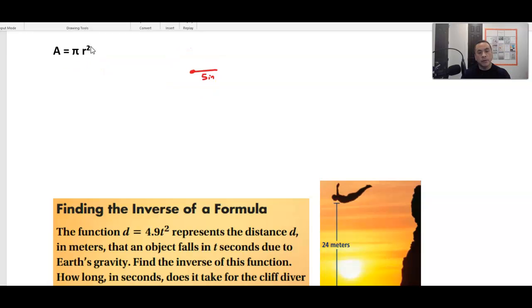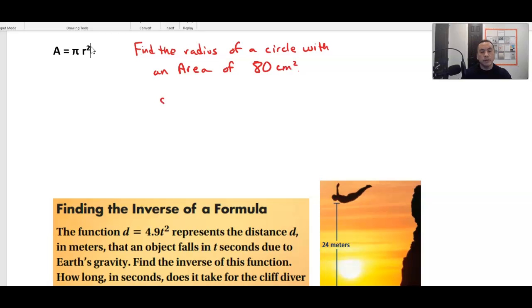But what if you want to create a circle with a certain area? So let's say you want to find the radius of a circle with an area of, and I'm just going to make something up, let's just say 80 square centimeters. Okay. So what you're going to do here is substitute the 80 into the area position, and you're actually going to find the radius.